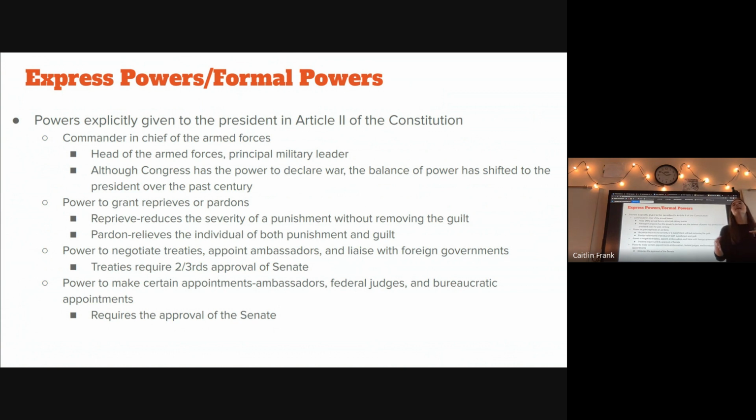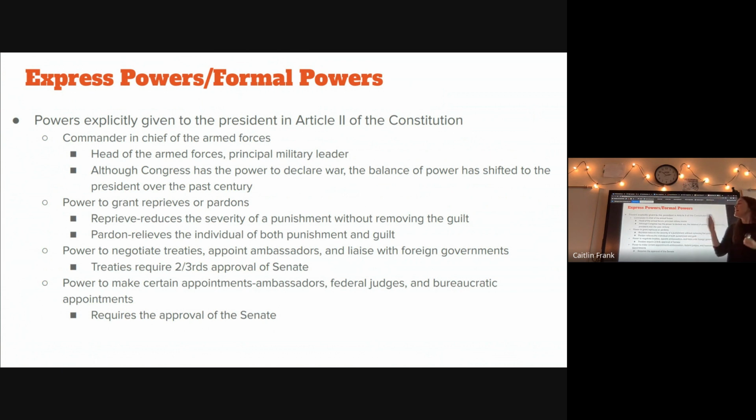A pardon is clearing of all wrongdoing. So a pardon is not just taking away punishment, but also guilt. Like when Ford took over after Nixon resigned, Ford immediately pardoned Nixon of all wrongdoing, which meant that Nixon could not be tried in the whole scandal with Watergate.